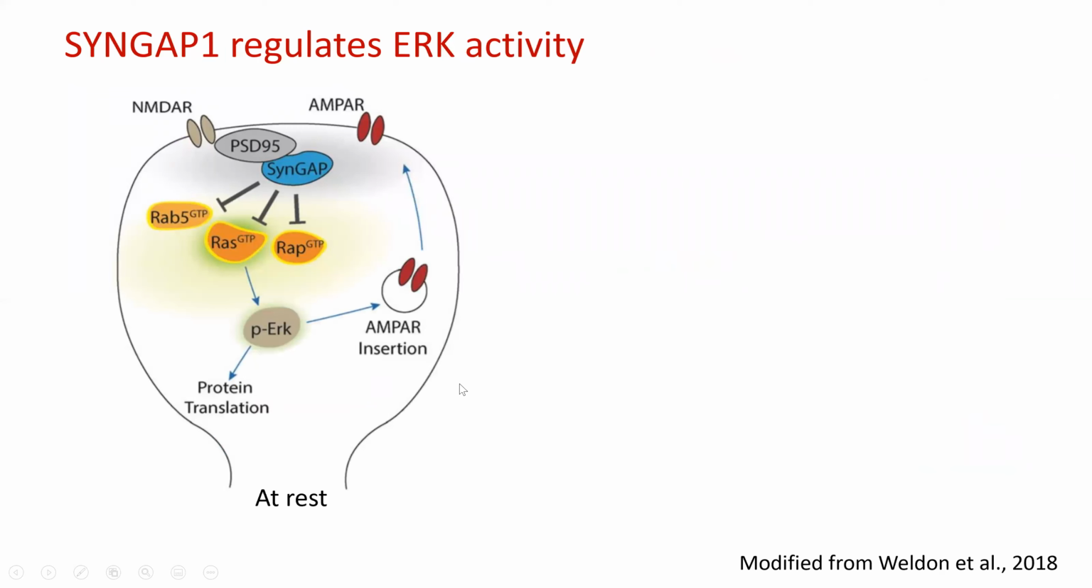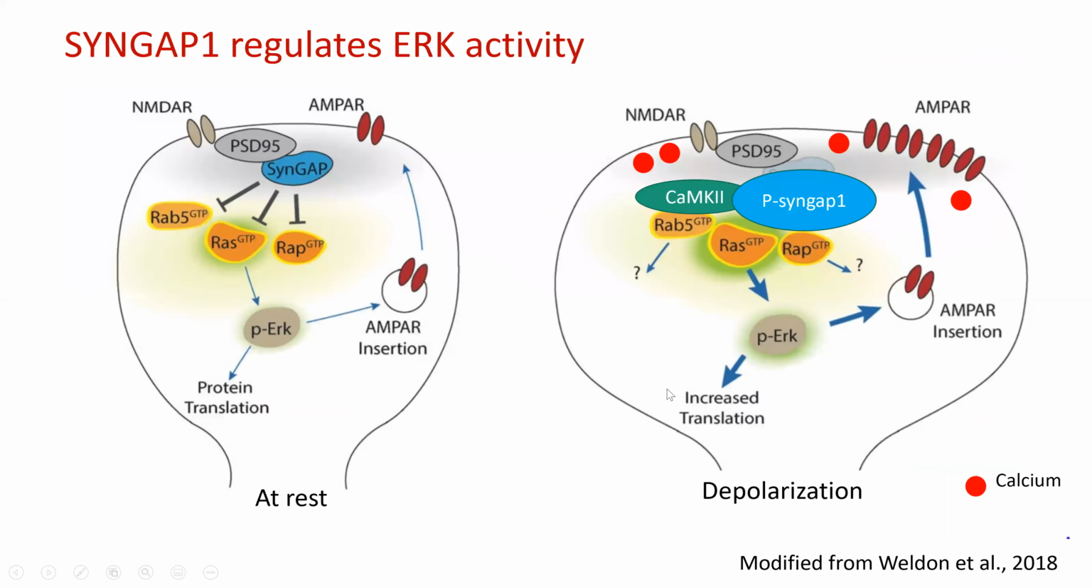When the neuron is at rest, SYNGAP inhibits small GTPases such as RAS, but when the neuron is depolarized, there will be an influx of calcium ions, which would activate CaMKII. CaMKII will in turn phosphorylate SYNGAP1, so that is the activated version of SYNGAP. Activated SYNGAP can no longer inhibit these small GTPases. As a result, we get increased ERK signaling, which in turn leads to increased translation, and also AMPA receptor traffic into the membrane. This part is very important for synaptic modulation associated with learning and memory.